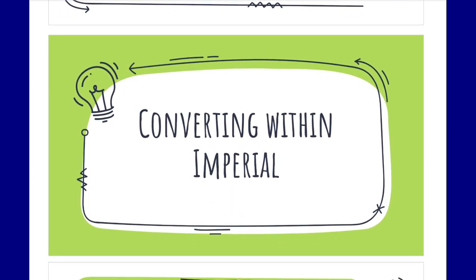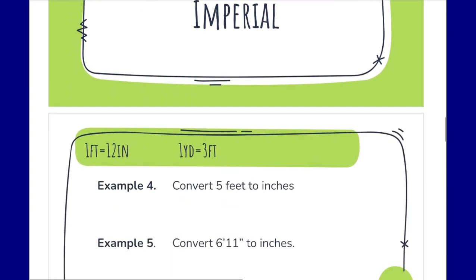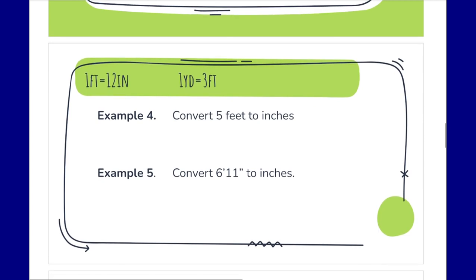Next, we're going to look at converting within the imperial system. The two main unit rates that we're going to be dealing with, we talked a bit about them in the previous lesson. 1 foot equals 12 inches, and 1 yard equals 3 feet. So again, like we previously mentioned, not the nicest conversions. It's not as nice as the metric system, but we are able to use unit rates to make these conversions. It's going to be the same type of setup, same type of format.